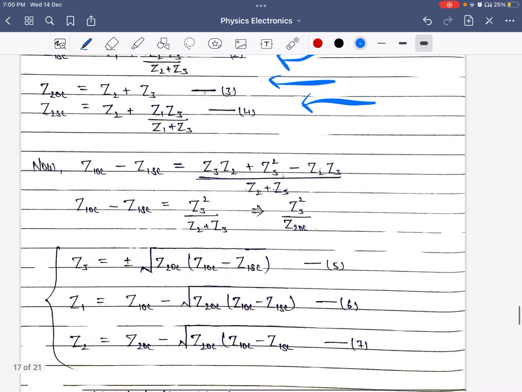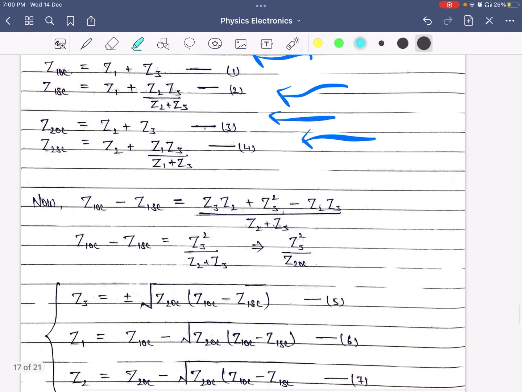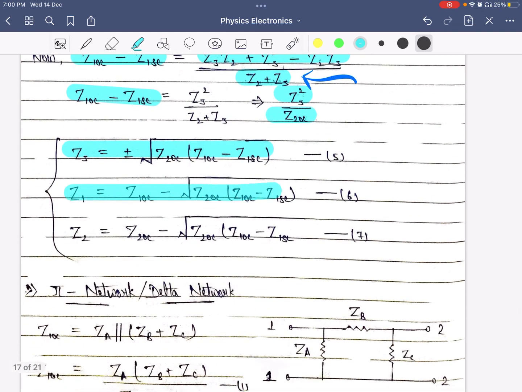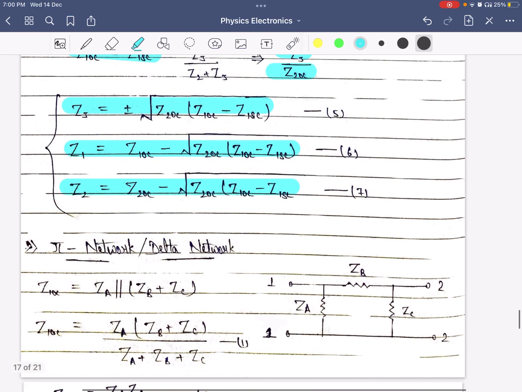Now we will subtract Z1OC and Z1SC, which will be this. Now here Z2 plus Z3 can be written as Z2OC. From that we will get this equation. From here we can write the equation for the Z3, which we will replace in the first and third equation. From that we will get Z1 and value of Z2 in the T network.